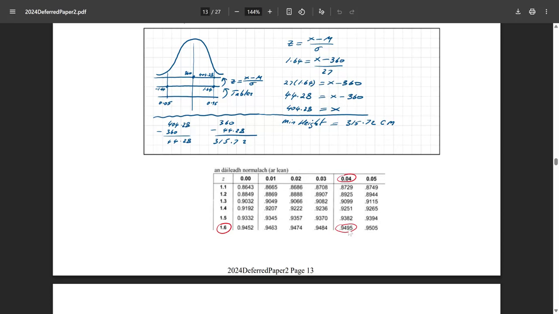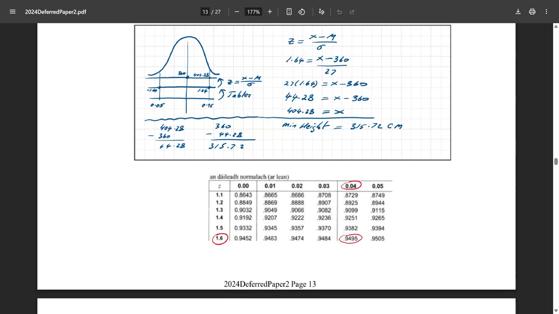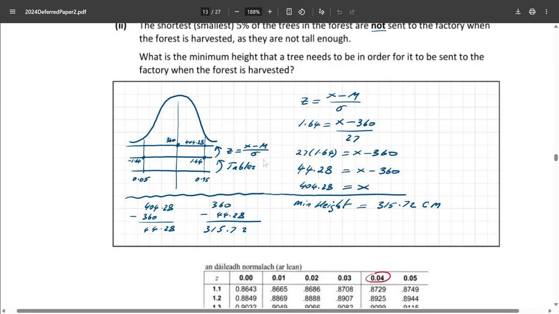So we're going to go with this one. To make a long story short, when you go backwards from 0.95, you pick the lower one, and that gives you a z-score going backwards of 1.64. And that's what we're dealing with right there. We hop back to 1.64.